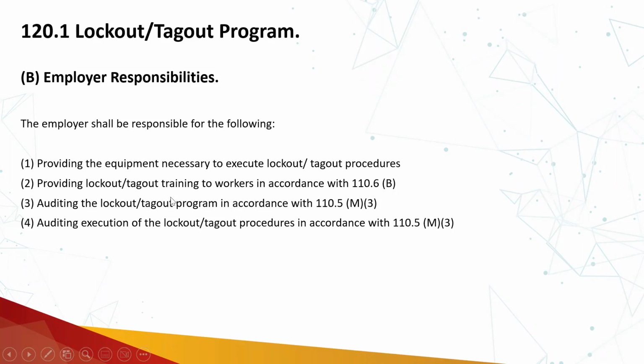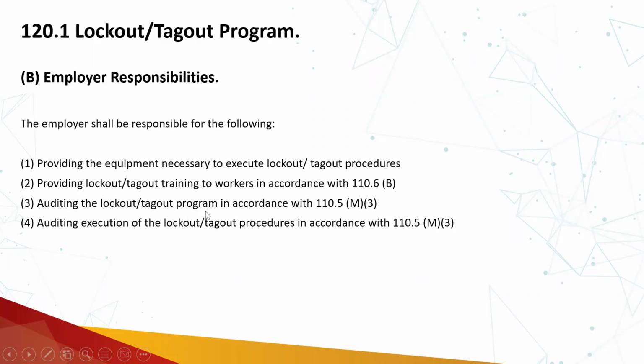Providing the lockout and tagout training to workers in accordance with Article 110.6(B). So in 110.6(B), we saw the training requirement for the lockout and tagout procedure. So it's an employer responsibility for providing the lockout and tagout training to workers. Here they are not mentioning qualified employees. They are mentioning workers. That means it will involve both qualified as well as unqualified employees.